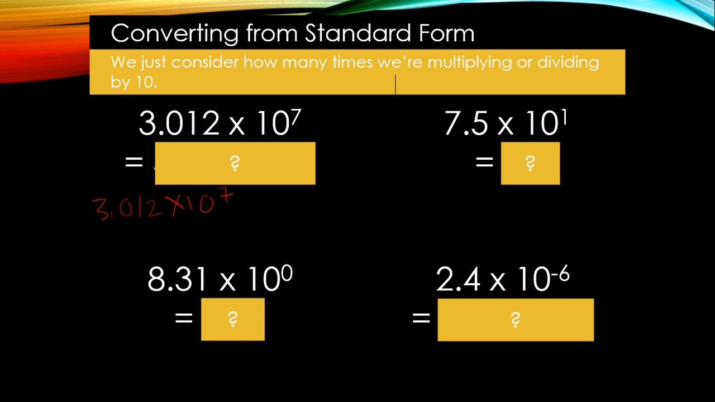We are going to move 7 places to the right, or multiply by 1 with 7 zeros, whichever is easiest for you. 3.012, moving 7 places to the right, 1, 2, 3, 4, 5, 6, 7. Our new decimal point will be here, so we're going to replace this with zeros or placeholders, 1, 2, 3 thousand, 1, 2, 3 million. So it will be 30,120,000. That's the number which you got.